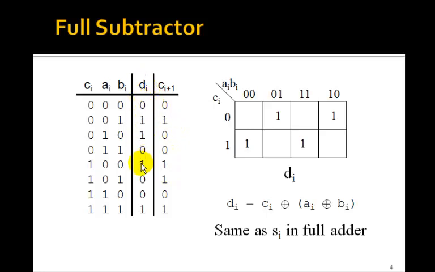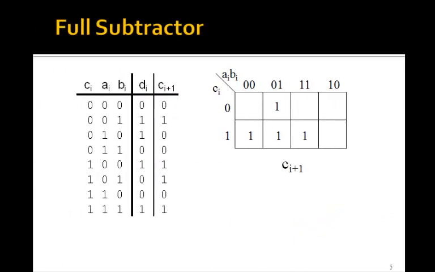Notice the difference D has the min terms 1, 2, 4, and 7, exactly the same as a full adder. And remember, we showed for a full adder that the sum was just C, the carry in that case, in this case the borrow, exclusive OR'd with A, exclusive OR'd with B, with C in. So D_i is going to be exactly the same as S_i for the full adder.